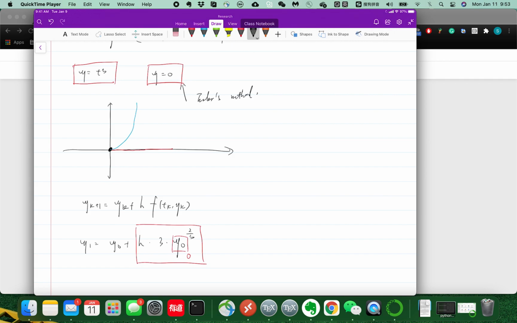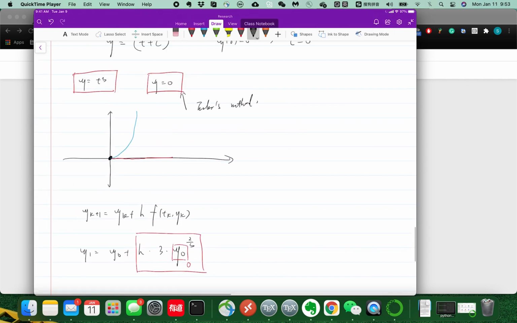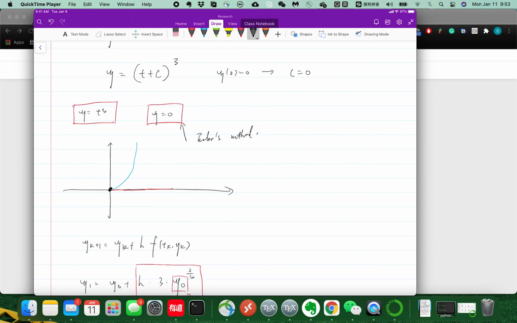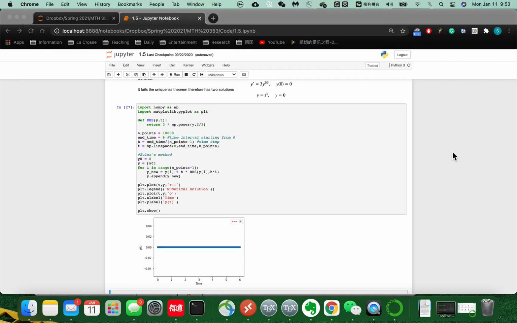It will never be able to track this one. So if we have something a little bit more complicated, which you cannot write down the solution to be as easy as y equals t cubed, your numerical method will fail also. That's why we prefer not to have non-uniqueness. We want a unique solution, which is nice. So how do you do that?